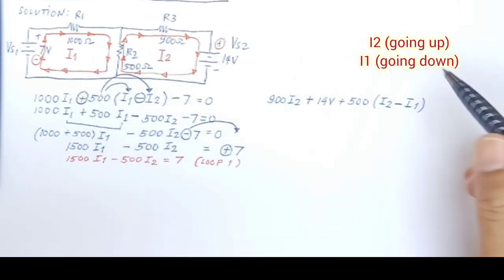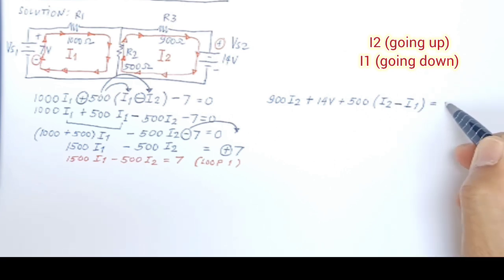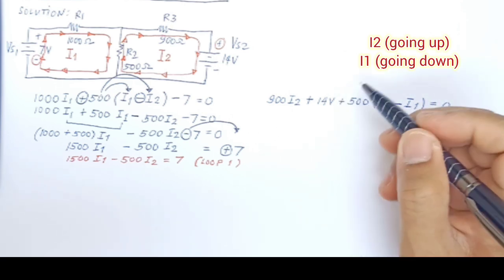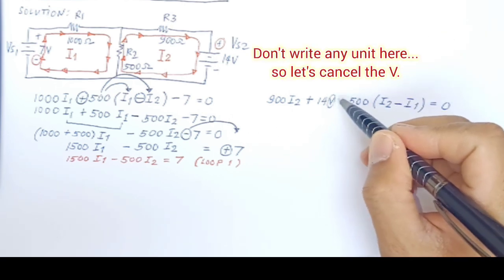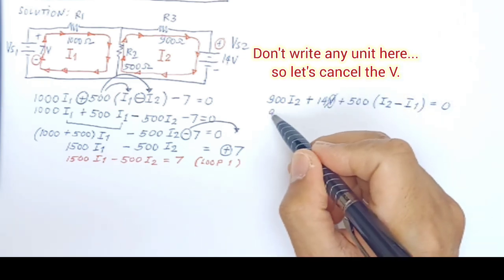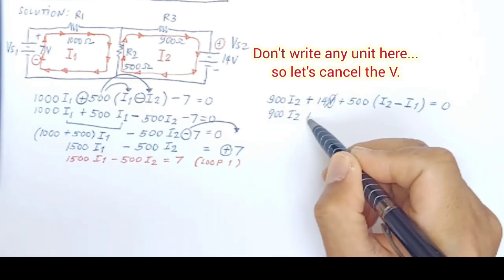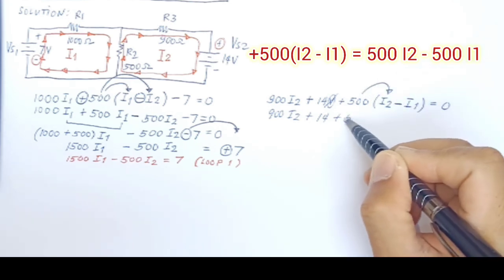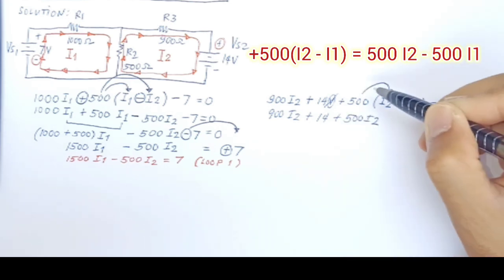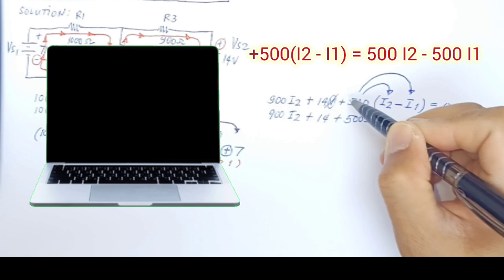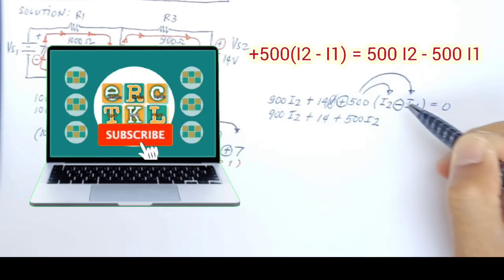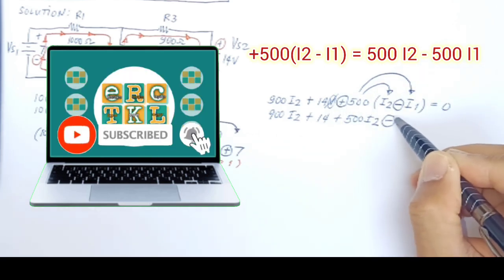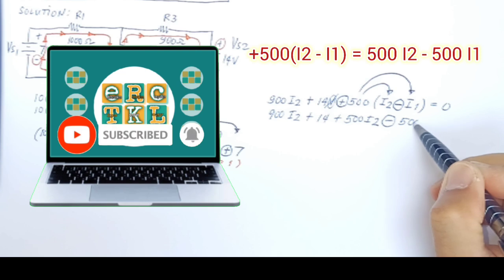Both of them are sharing the 500 ohms resistor, and then we will equate it to 0. We can cancel this voltage for the meantime, and we have 900 I2 plus 14 minus 500 I2, and we will distribute 500 to I2 and I1 here. This is positive, this is negative, so we will get negative 500 I1.